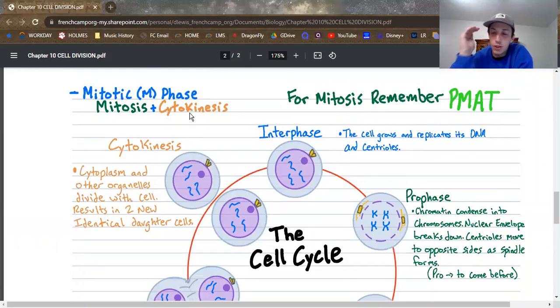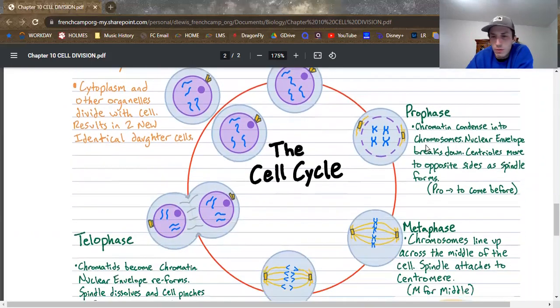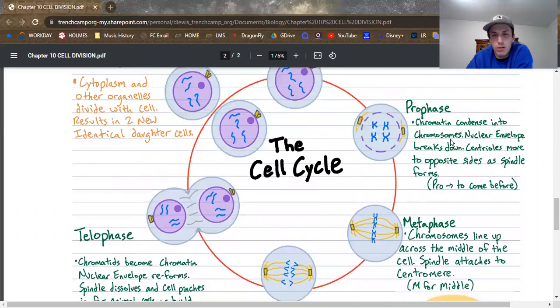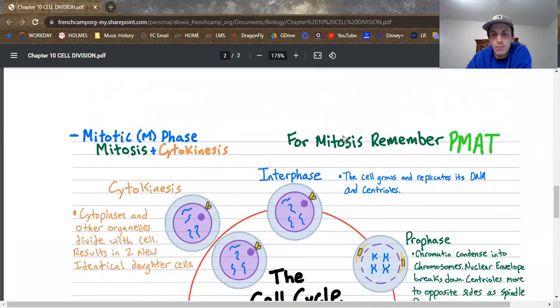So once you've moved through the G1 phase, the S phase, and the G2 phase, the next step is the mitotic phase, or the M phase. And yes, that is for mitosis. So during this M phase, you have mitosis and cytokinesis. I wrote mitosis down in green, cytokinesis in orange here. But for mitosis, remember PMAP. I'm sure you've heard it before. It helps you remember the order of the stages for mitosis. You got prophase, metaphase, anaphase, and telophase.